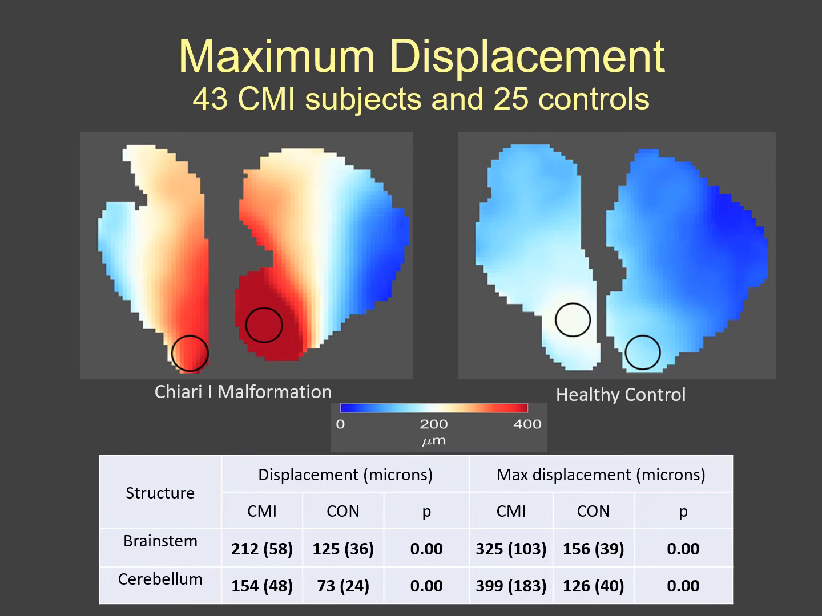And it's about 10 millimeters in area for that, or one square centimeter, 10 by 10. So if you look at max displacement, it's around 325 versus 156 for the brainstem, and 399 versus 126 for the cerebellum. So even more than twice if you look at a max displacement.